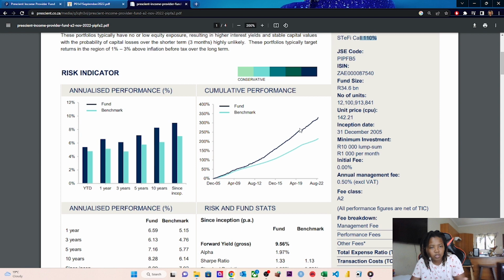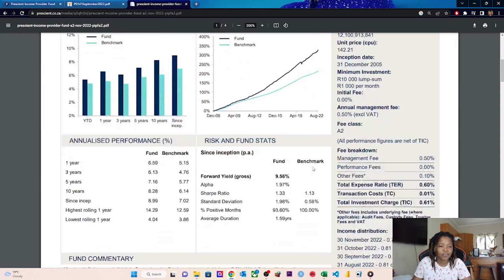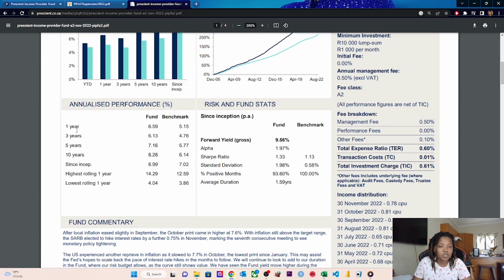So that's good to know. Otherwise, why am I paying 50 bips to the team? So this is also just cumulative performance over the years. You can see there's an upward trajectory, which is always good to see. And then you've got annualized performance, 1 year. So the fund has done about 6.59%. 3 years, 6.13, 5 years, 7.16.